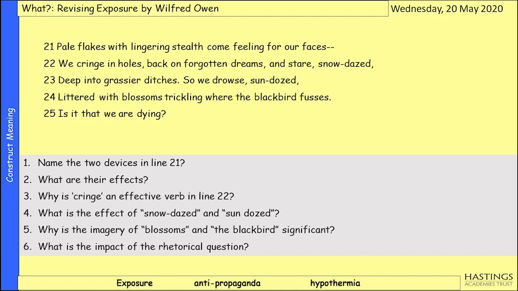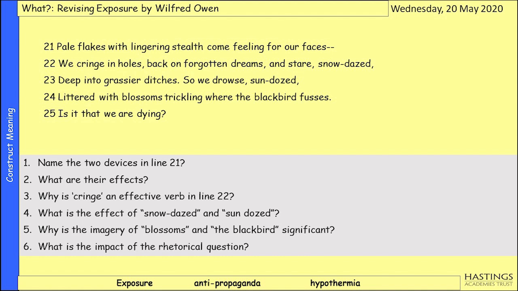Number 5. The blossoms and the blackbird could once again signify this warmth because it makes an allusion to spring, so perhaps the soldiers are hallucinating and thinking of nicer times. To stay on that analogy for a minute, spring also signifies new hope and new beginnings, so perhaps this is also part of the soldiers' hallucinations or their dreams.